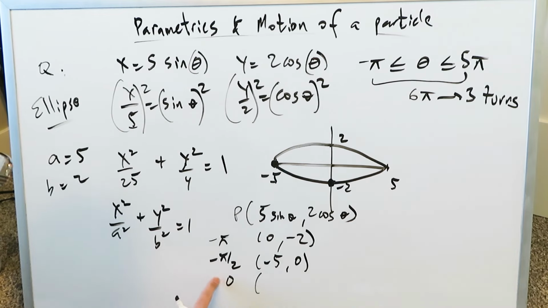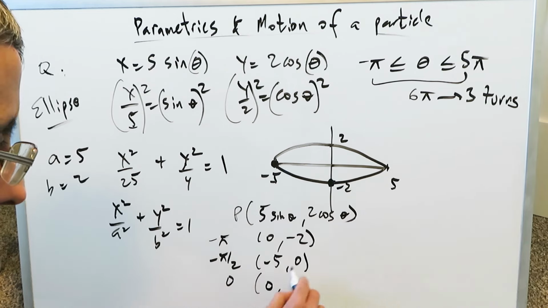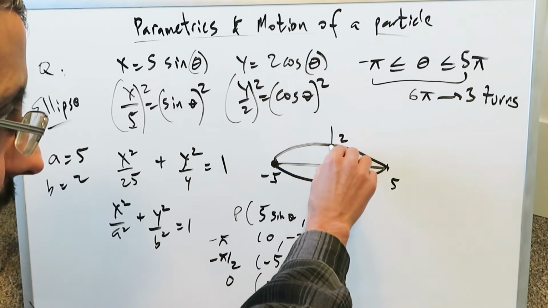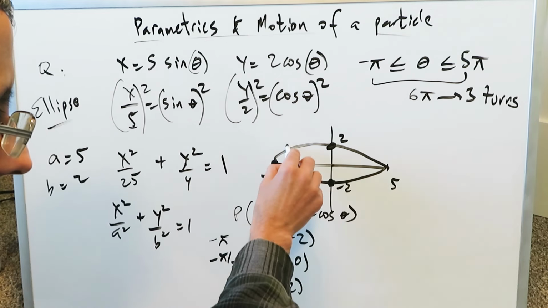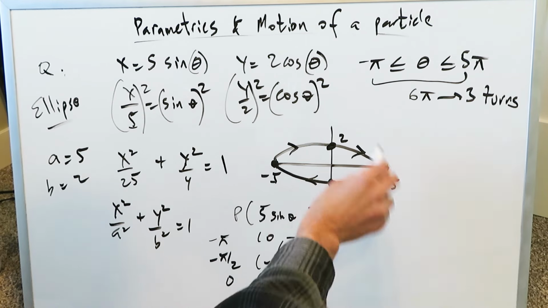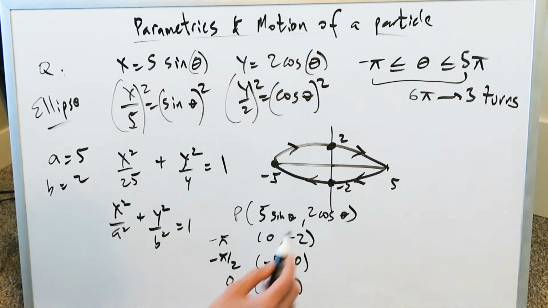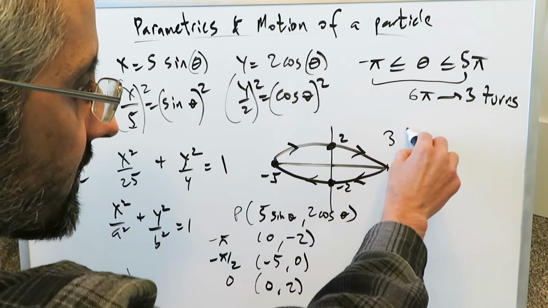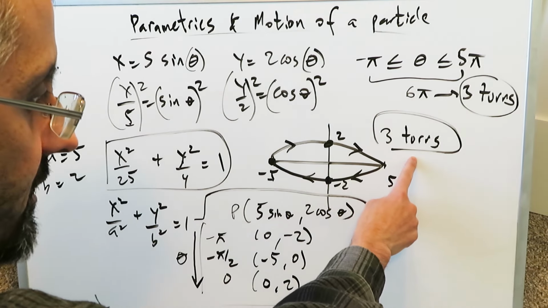When I put a 0 over here, I should not have put a minus here, minus 0, plus minus 0 is still 0. Anyhow, minus pi over 2, 0. When I put 0 over here, I'm getting a 0, comma, 2. That's my third point. That clearly tells me I'm moving in a clockwise direction. This entire turn of this particle will be in clockwise direction, but not a single turn, it'll be 3 turns. So we do have, as we have determined, 3 turns.